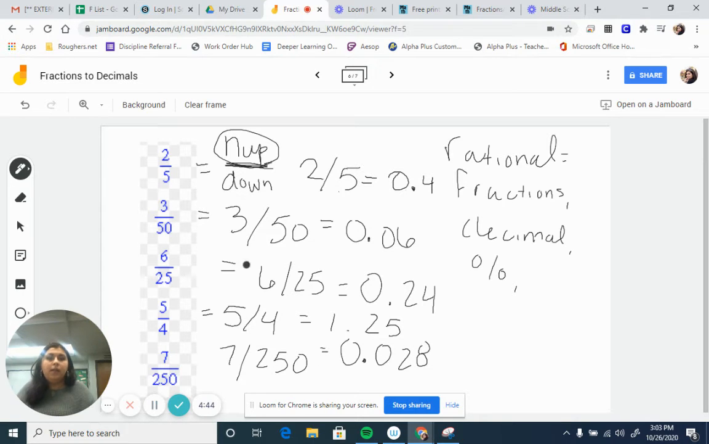Keep in mind, if there is a whole number in the front, like if this was 4 2/5, all I would do differently is instead of having a 0 in the front of that 0.4, I would include that 4 in the front. So that's going to be the buddy that goes along instead of the 0.